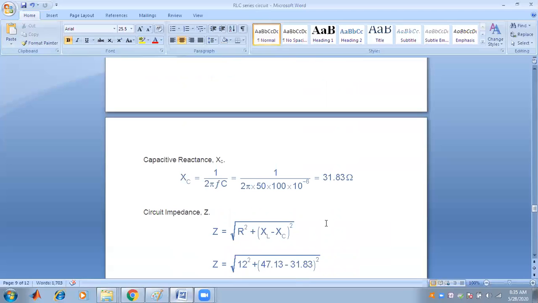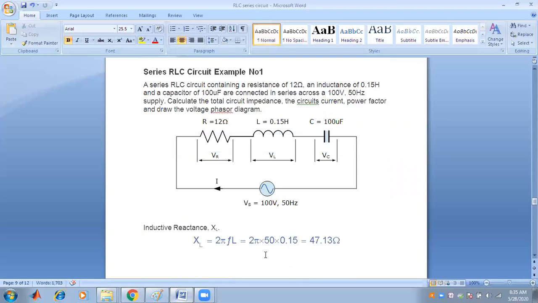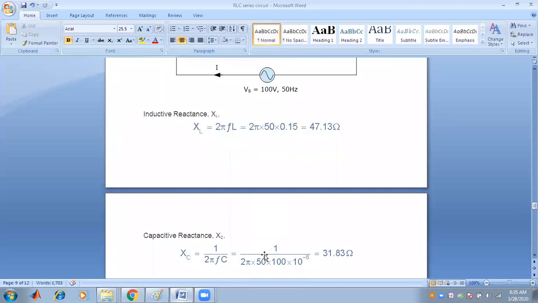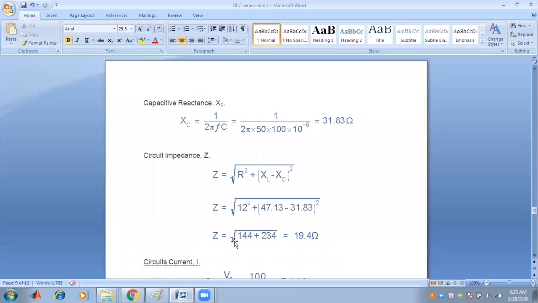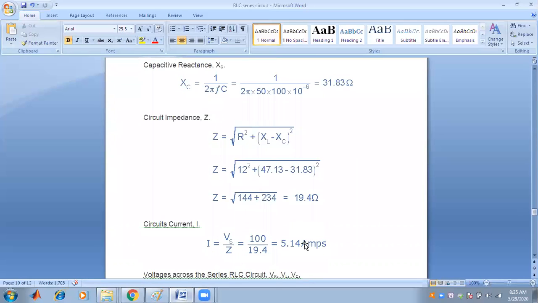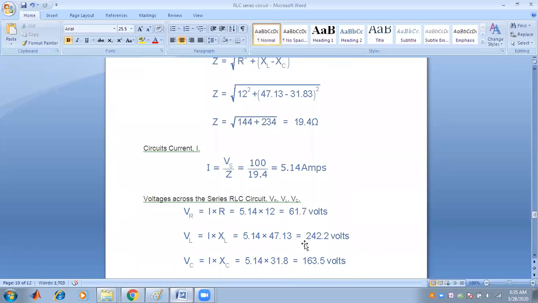So what is the total circuit impedance? Z equals root over R squared plus (XL minus XC) whole squared, so 12 squared plus (47.13 minus 31.83) whole squared. Calculating, we get 19.4. What is the current? I equals Vs by Z, which is 100 by 19.4, equal to 5.14 amps.